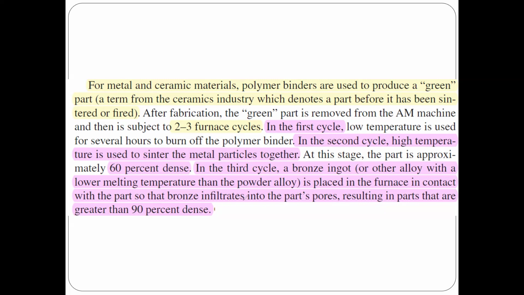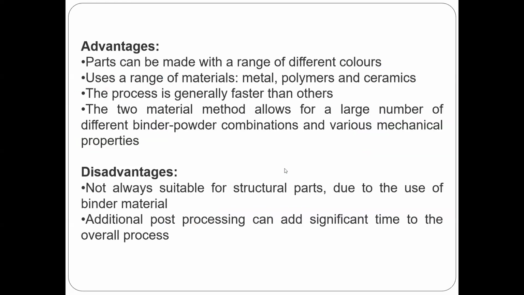So this is the overall process of binder jetting. You can see this thing. Some of the advantages are that you can print with different colors, use a range of materials, different families: metals, polymers, ceramic. The process is generally faster than others. The two material method allows a large number of different combinations when it comes to binder and the powder itself. And you can explore different types of mechanical characteristics involved.